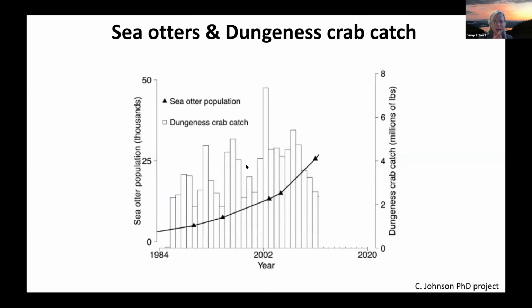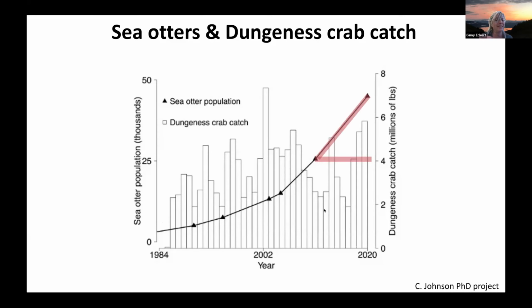What we did here is we looked at the Dungeness crab catch over time and then overlaid the sea otter population in Southeast Alaska, up to that last survey in 2010. And as you can see, the Dungeness crab fishery goes through these population cycles. It goes up, it goes down, it goes up, it goes down. If you stop at 2010, the sea otter population is increasing, and you might say, oh, that Dungeness crab population is decreasing. Is there a relationship there?